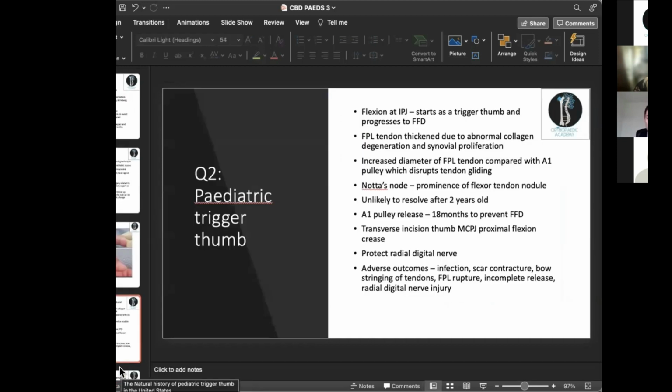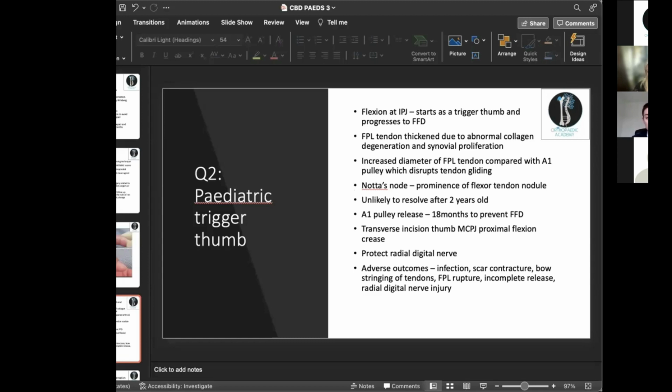Let's just go through it. You're right, flexion of the IP joint, it starts as a trigger and then it becomes fixed flexion. And in a child, so this is the difference, you've got a problem with the FPL tendon. So you get thickening of the tendon due to abnormal collagen degeneration and synovial proliferation, which causes an increase in the diameter of the tendon compared with the size of the A1 pulley. So you get disruption of the gliding. Now, as you said, in the adults, they get proliferation of the synovial tenosynovitis sheath, which causes the problem at the A1 pulley itself. So that's the difference between the two.